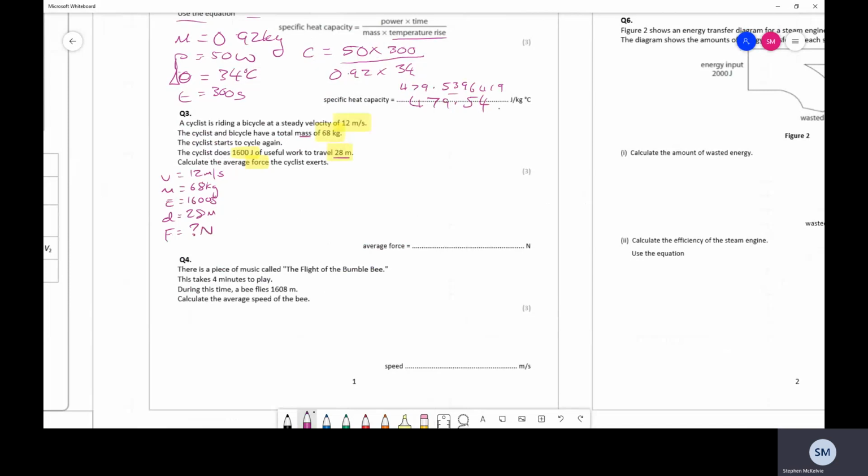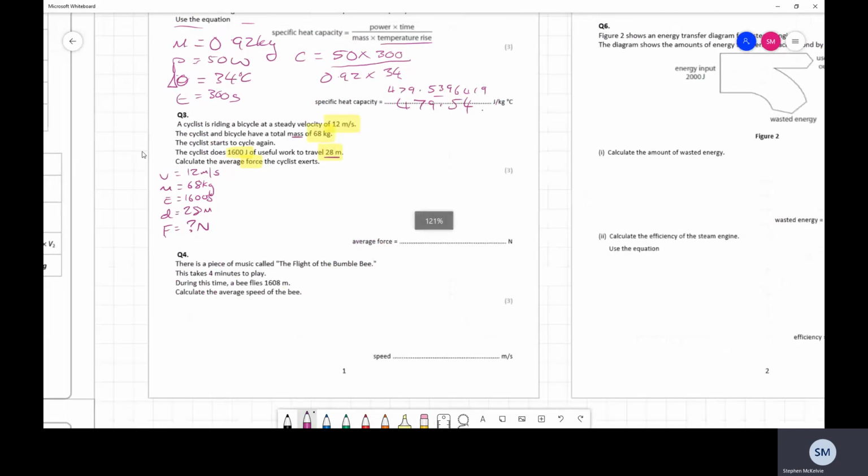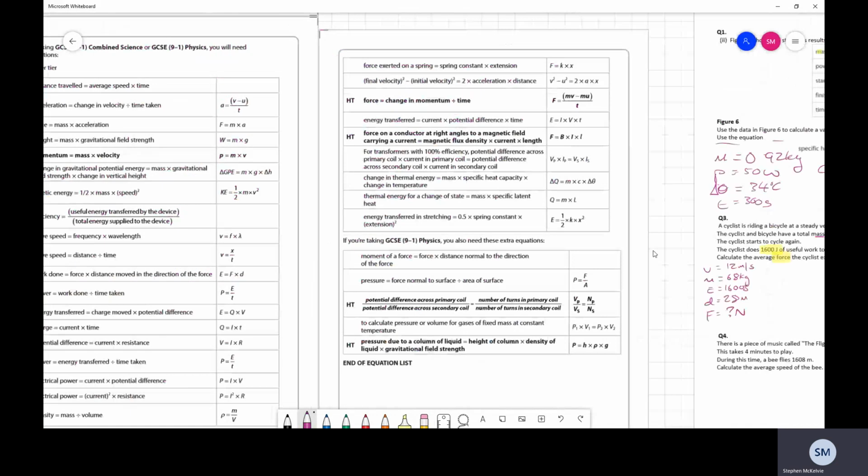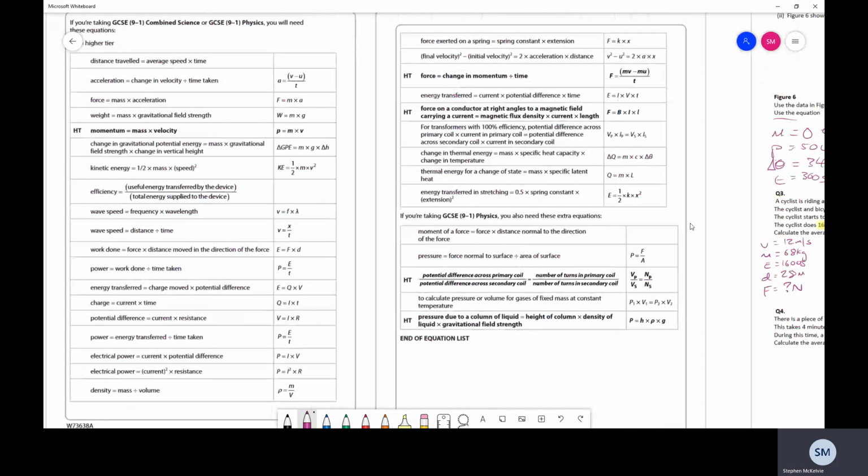Now, I know my equations, but we're just going to have a little check here. Can I find an equation that links force and energy and distance all together? Do we have one there in front of us? Here it is. Energy, force, distance moved in the direction of the force. E is equal to F times D.